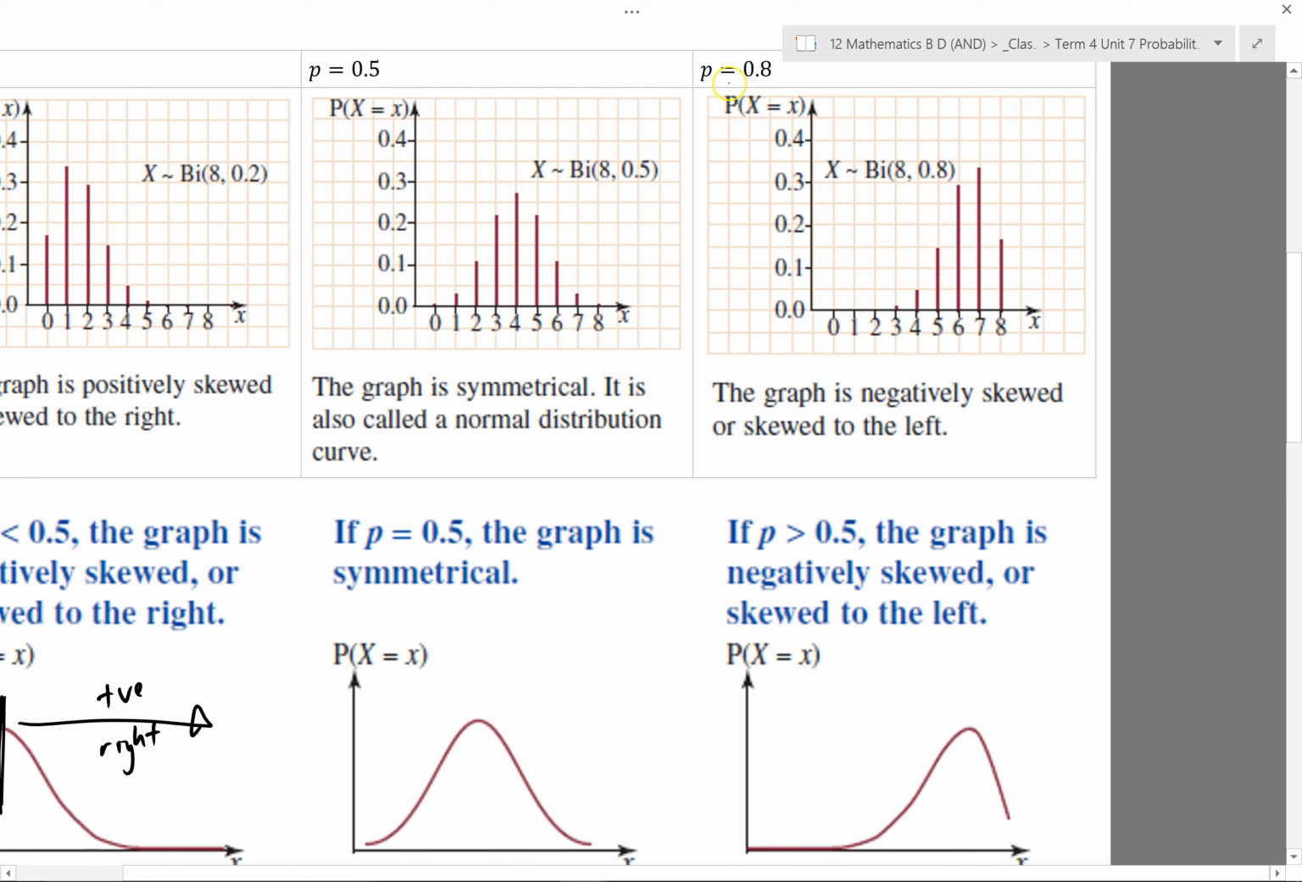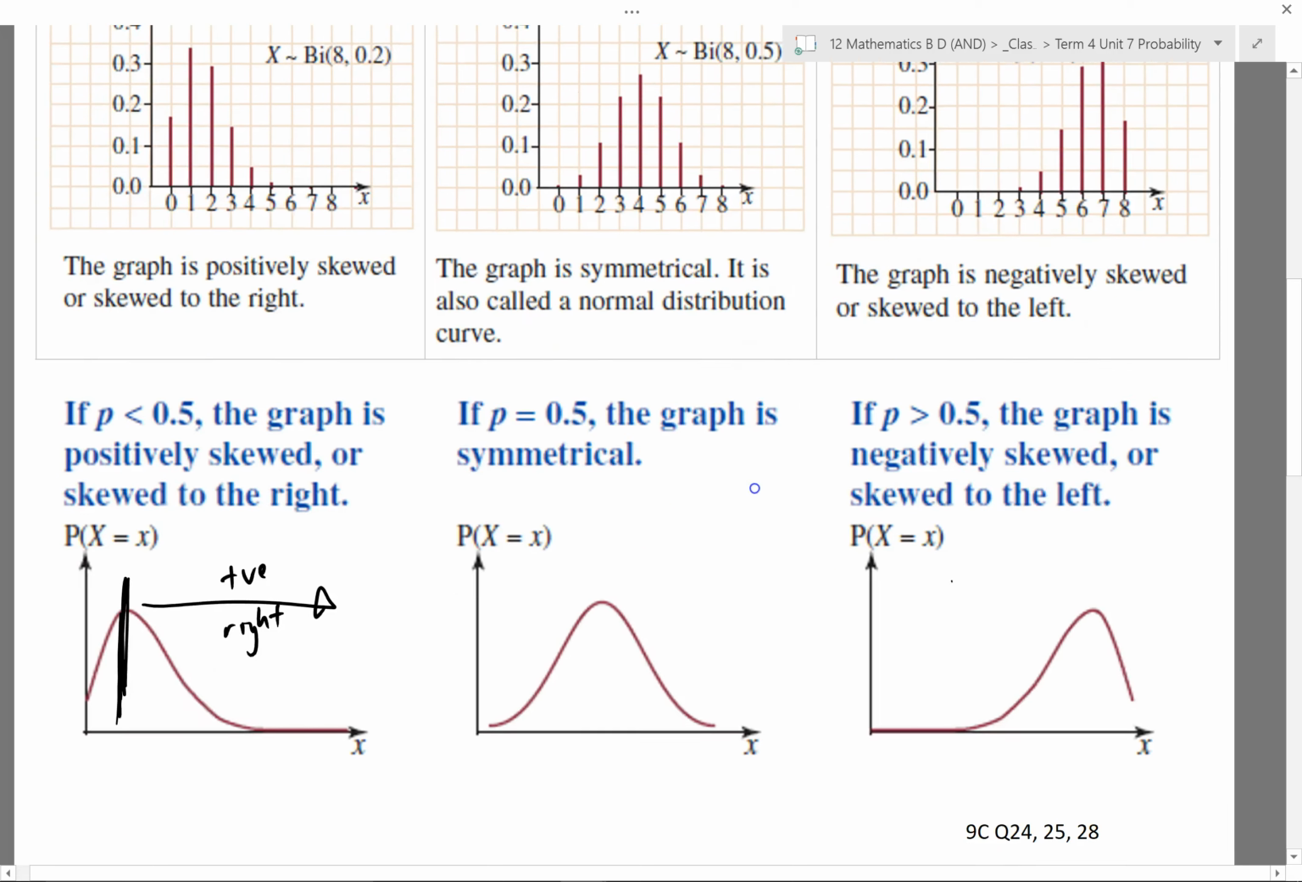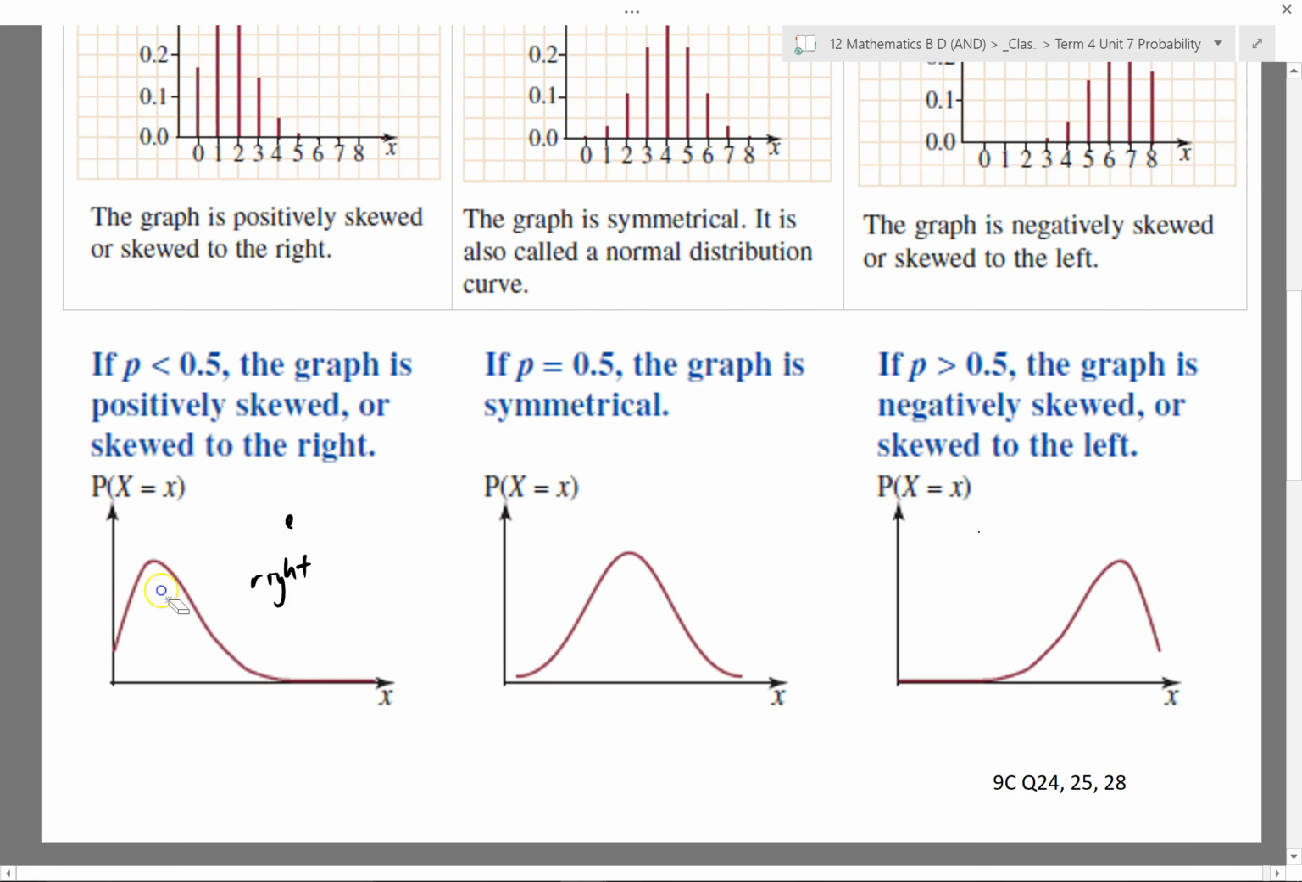And if the probability of success is greater than 0.5, then it's more likely that we'll get a lot more successes. And it's said that it's negatively skewed. So from that average value, skewed to the negative direction or to the left. So for you to confirm your understanding of the skew, you can have a go at those 3 problems.